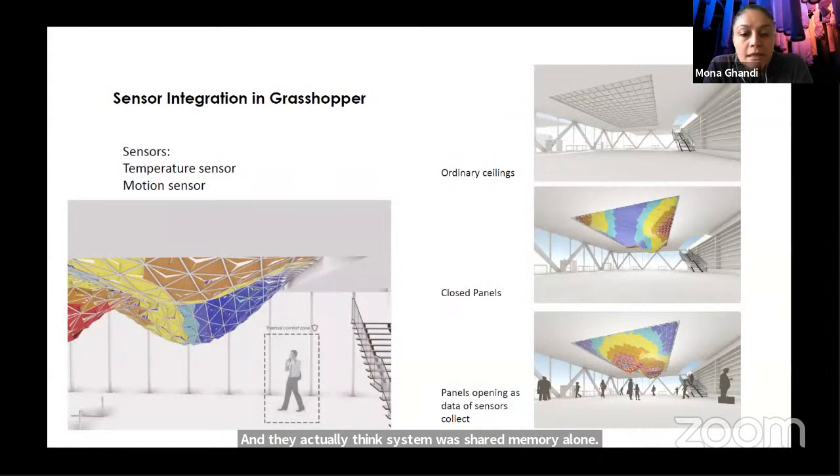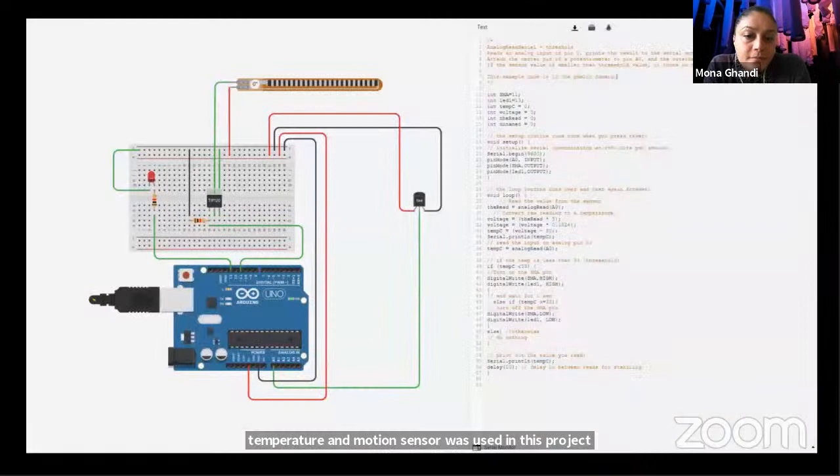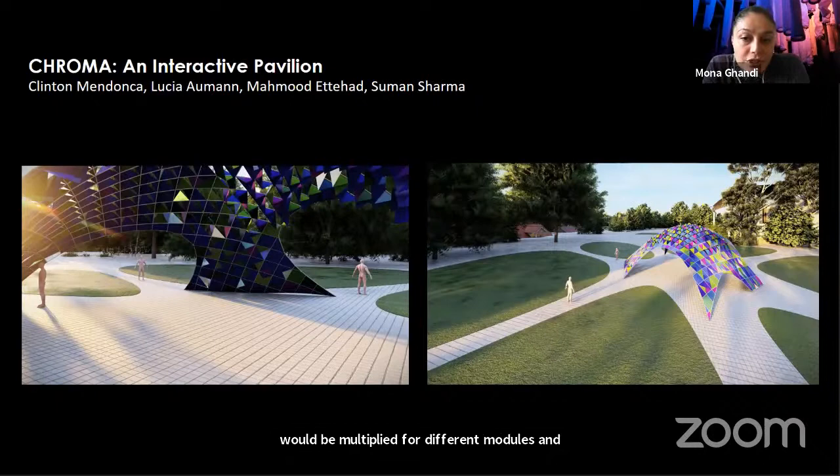The temperature and motion sensors were used in this project to interact with the human body and body temperature. And this is the code and Arduino simulation for one temperature sensor and one LED light, which could be multiplied for different modules. And the second project was Chroma, an interactive pavilion.